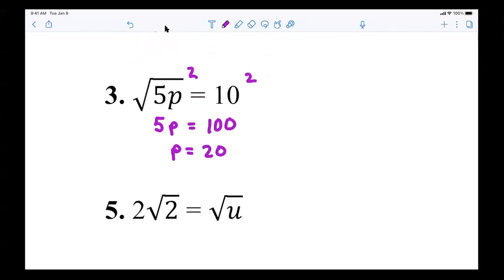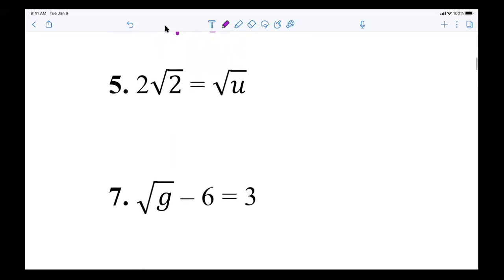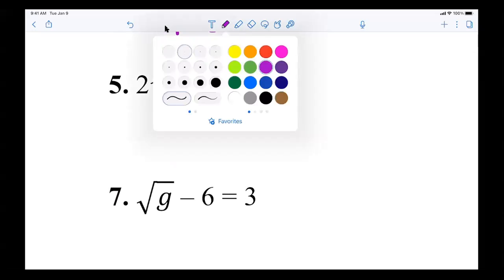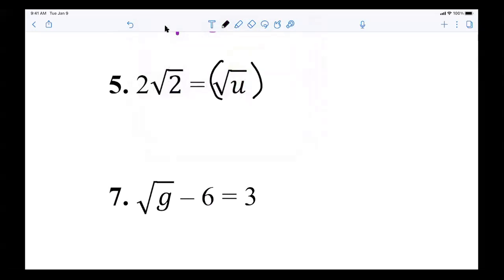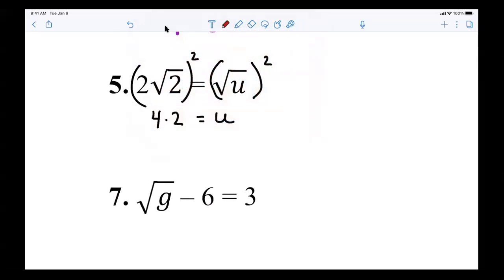Now it is going to get a little bit harder, so be careful. All right, now number 5. Okay, again, we're going to square both sides. So I end up with 4 times 2 equals u. Now again, that's generally where people get confused.